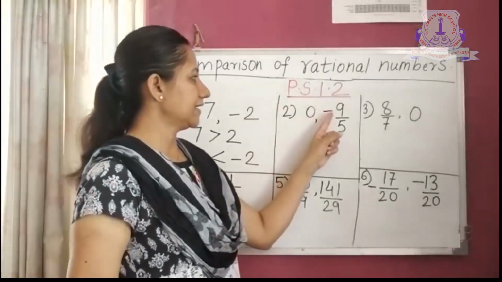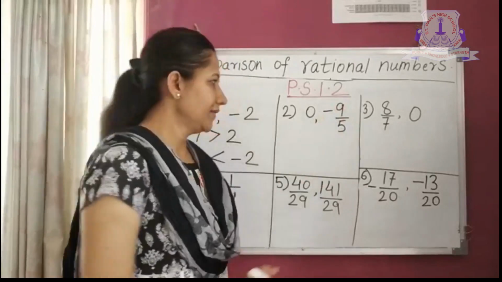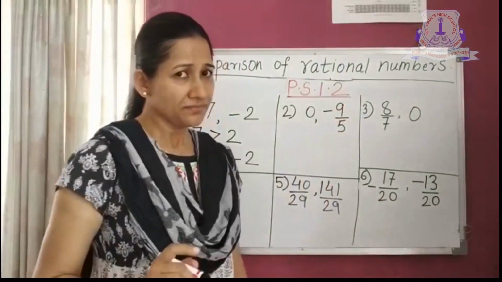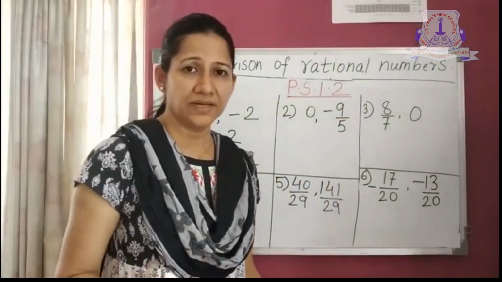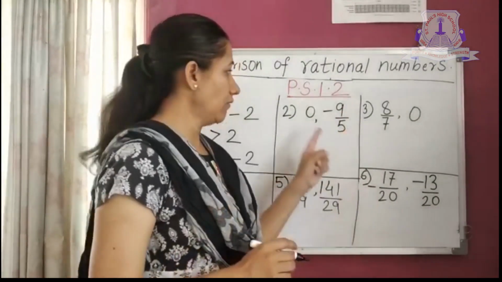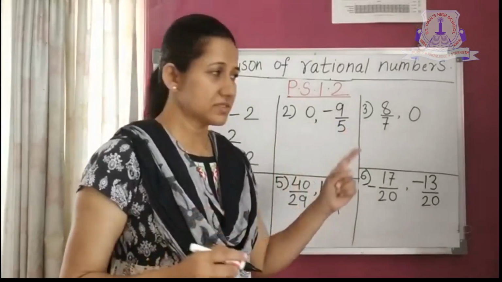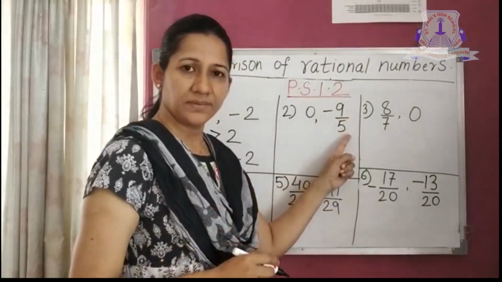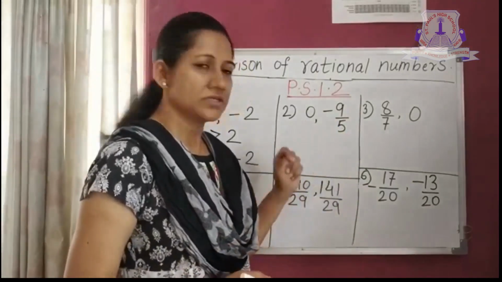Yes. Now next, the second one. What about 0 and -9/5? Here in this case, as I just mentioned about the number line, negative numbers are written on the left-hand side of 0. So of course this negative number will be less compared to 0.